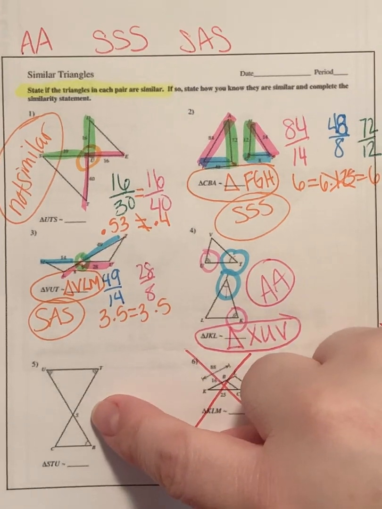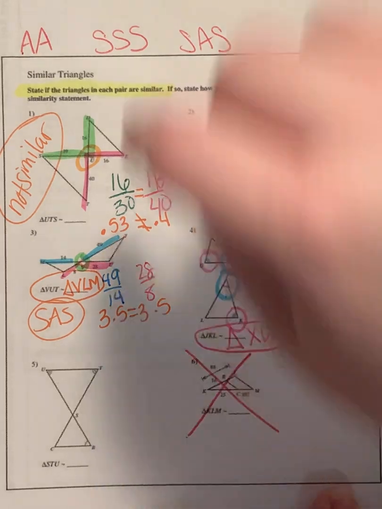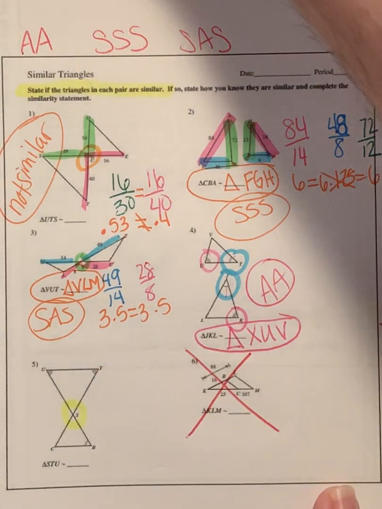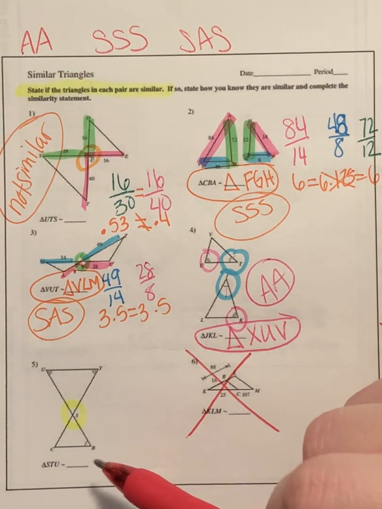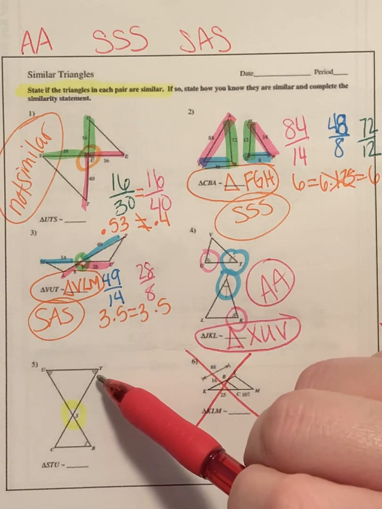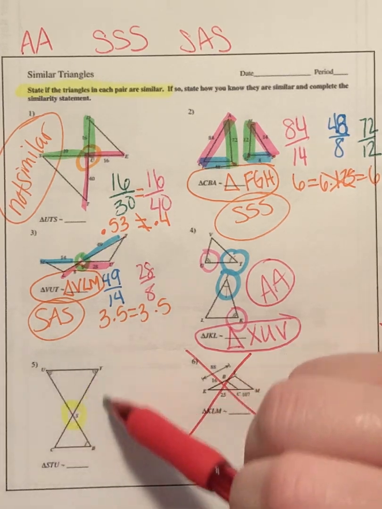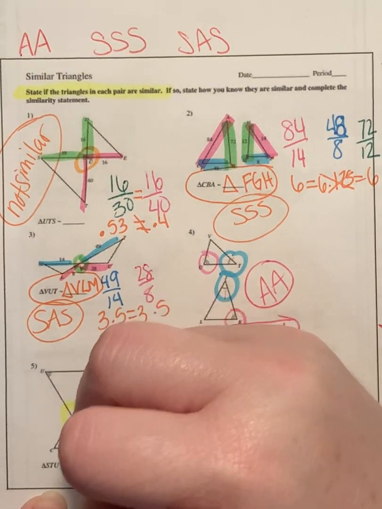All right, so then down here, I'm going to be honest, this one's a little bit tricky. Right here, I do have a set of vertical angles, but you're going to have to look a little bit carefully. If you notice, this has 1 mark, this has 2 marks, this has 3 marks. That means that none of those other angles are actually congruent to each other. So these are not similar.